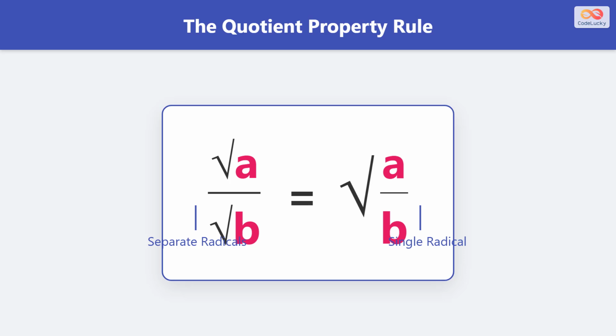Here is the rule itself. The quotient property states that the square root of a divided by the square root of b is equal to the square root of the fraction a divided by b. In simpler terms, you can combine two separate radicals into one large radical, or split one large radical into two separate ones.